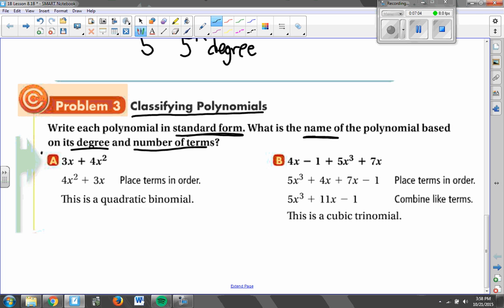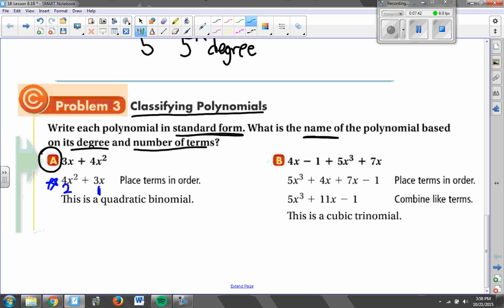Your first example here, letter A, says 3x plus 4x squared. Now, the degree of 3x is 1, and the degree of 4x squared is 2. So when we want standard form, we will flip that order around so that the monomial or the term with the higher degree comes first. 2 and then 1 instead of 1 and then 2. So here's our first answer. 4x squared plus 3x is written in standard form.